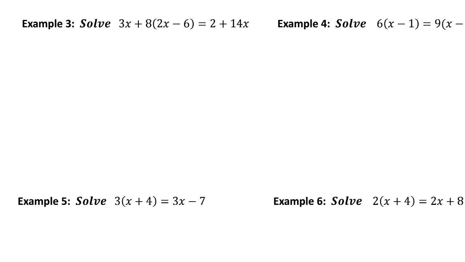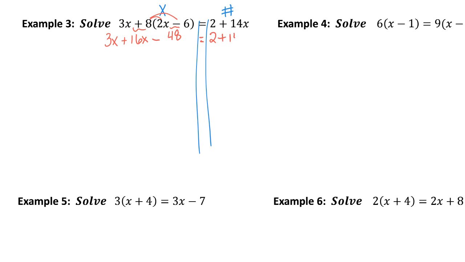Okay, so we always start by drawing the river. Again, we want our x's on the left, our numbers on the right. So we're going to first distribute. I'm going to bring my 3x down. 8 times 2 is 16x. 8 times 6 is 48. A positive times a negative is a negative. And we haven't done anything to this right side, so we just rewrite it exactly how it is.